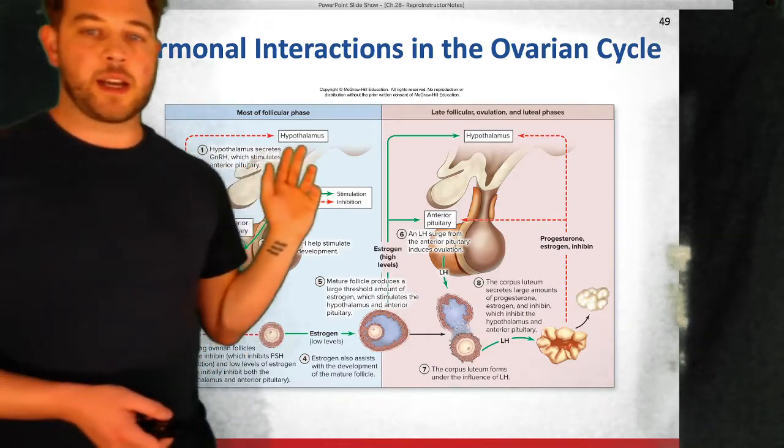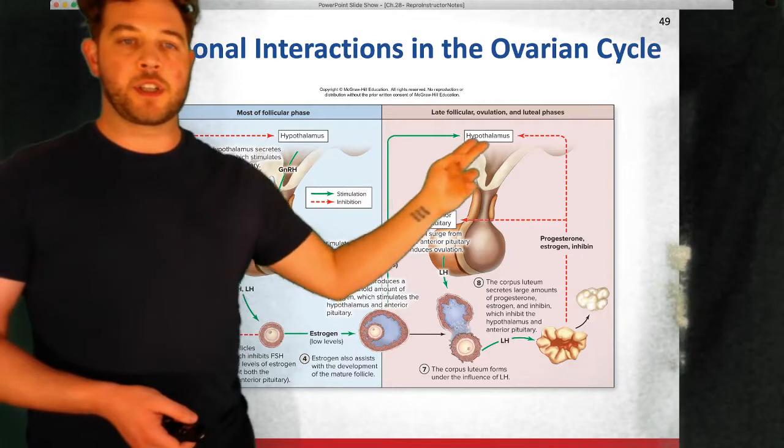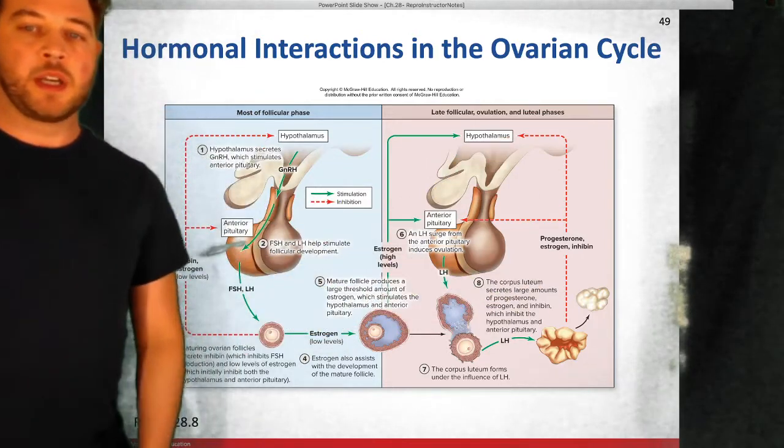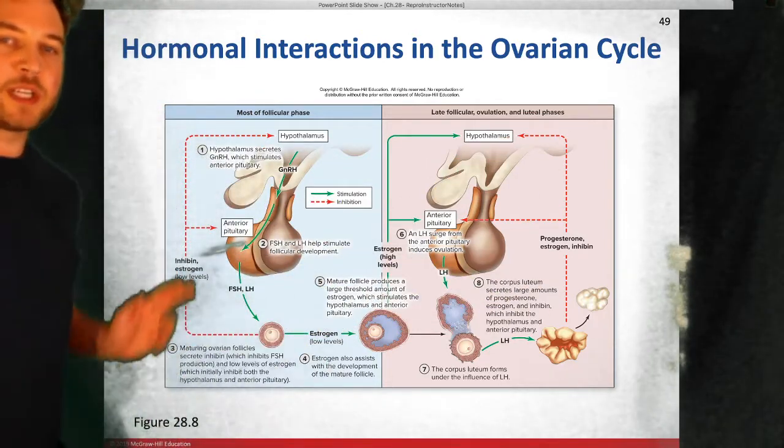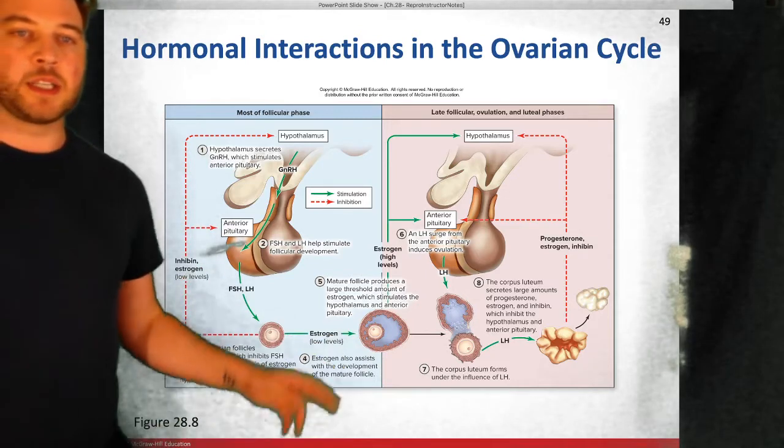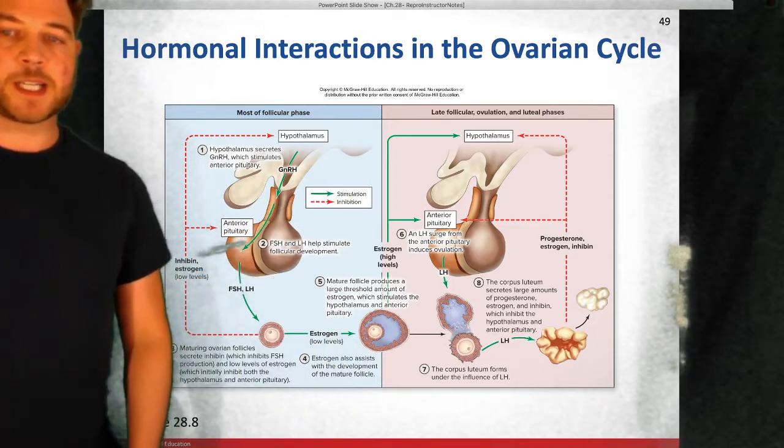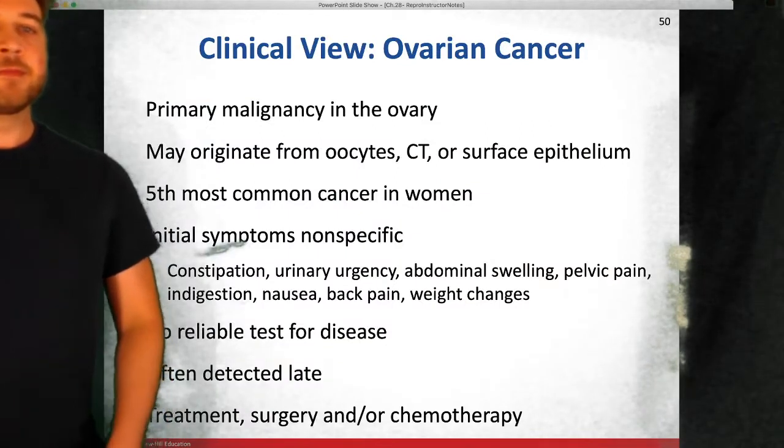Here you can just look at the follicular phase, late follicular, ovulation, and luteal phase hormones, being able to understand what is both inhibiting and what is causing positive feedback.